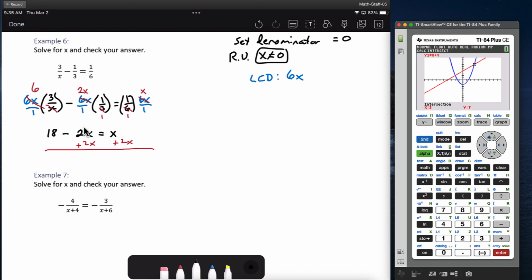And we're left with 18 equals 3x. Divide by 3, and we get that x is equal to 6. Again, we can check our answer using the previous techniques in the calculator. More importantly, we need to make sure that the answer we found is not a restricted value. So we need to make a mental note to go back and check and see if 6 is restricted. It is not. 0 is the only number that's restricted. So we're good with our answer of 6.